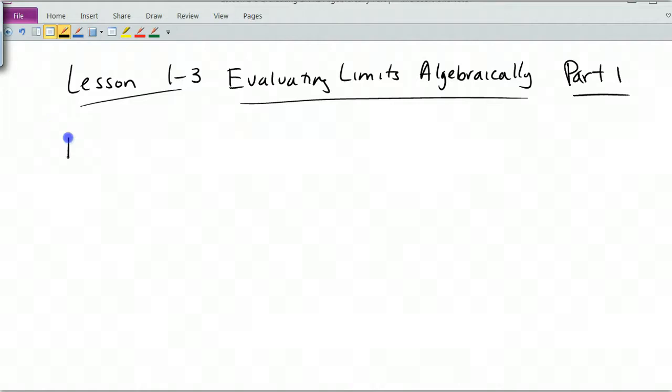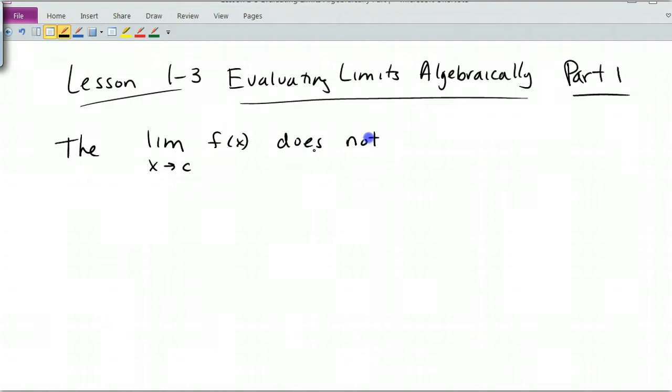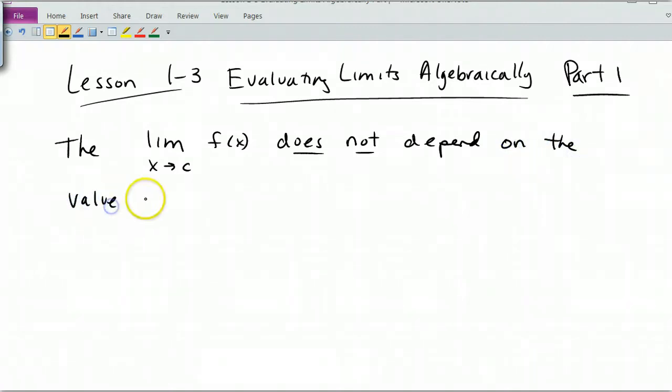The limit as x goes to c of f of x does not depend on the value of f of c, where f of c is the y value.